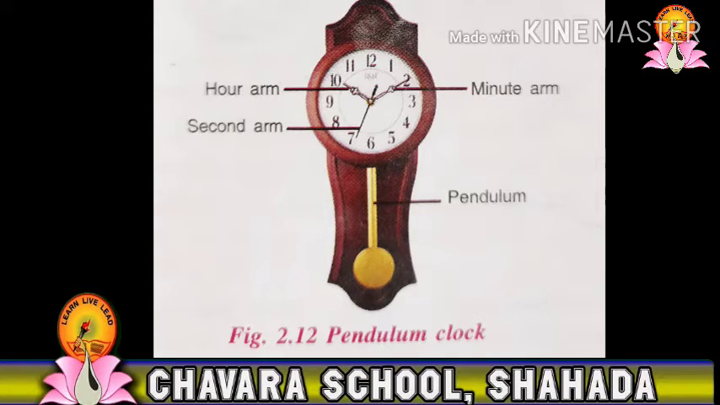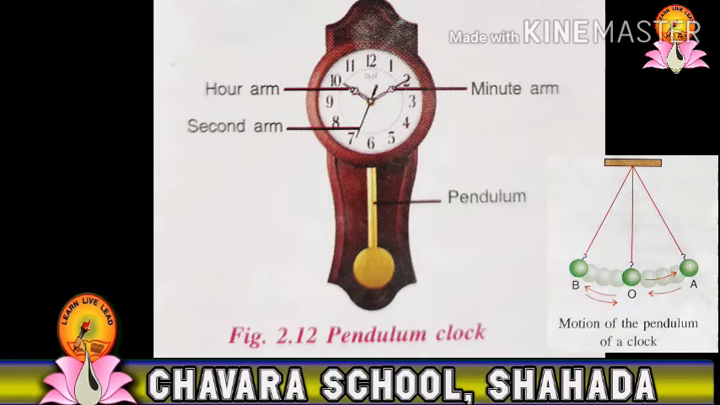In a pendulum clock, time is measured by making use of the time taken by its pendulum to complete one oscillation. The pendulum completes one to and fro oscillation in 2 seconds. That is, it moves from one extreme to the other extreme in 1 second and then returns from the other extreme to the first extreme in the next 1 second.